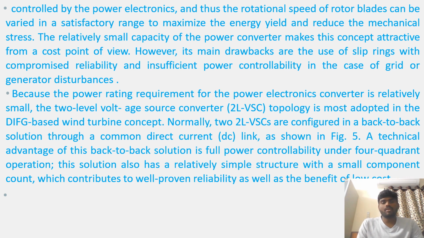Because the power rating requirement of the power electronics converter is relatively small, the two-level voltage source converter topology is most adopted in the DFIG based wind turbine concept. So normally 2L VSCs are configured in a back-to-back solution through a common direct current DC link. A technical advantage of this back-to-back solution is full power control under four quadrant operation. This solution has a relatively small structure with small component count, which contributes to well proven reliability as well as the benefit of low cost.